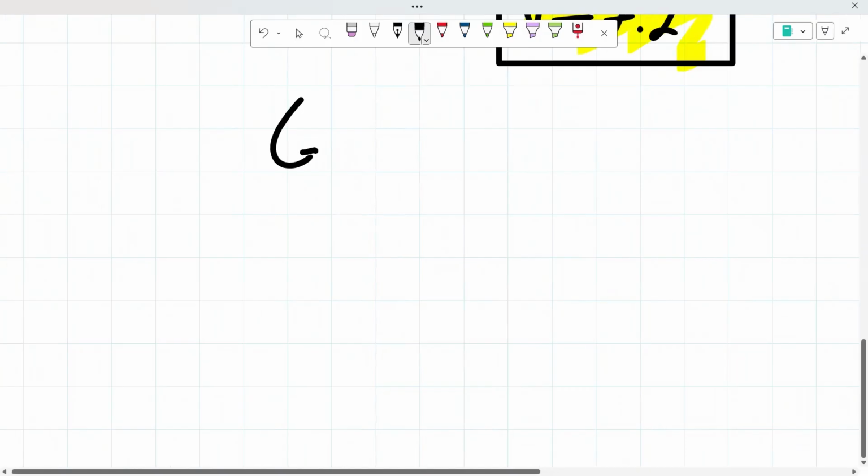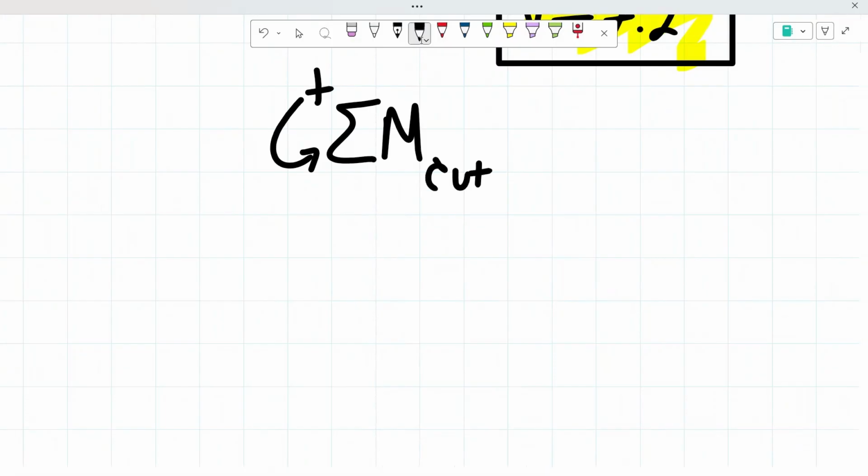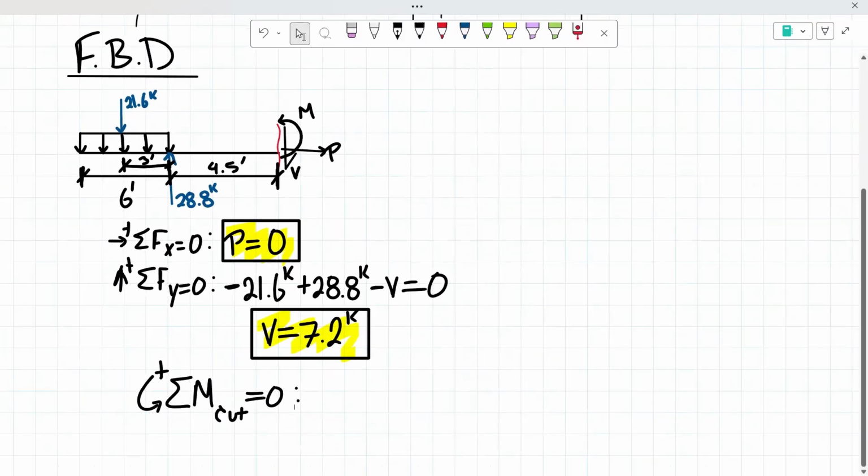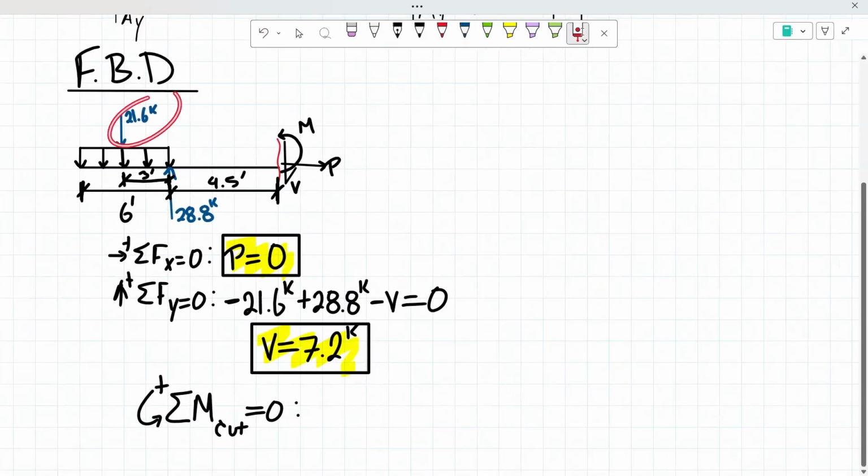So sign convention, counterclockwise positive, the sum of our moments about the cut. We know that they have to equal 0. Since we're taking the sum of the moments about the cut, our normal force and shear force will not be creating a moment. So the only things that are creating the moment are our distributed loading and our reaction. We know that our concentrated force of our distributed loading about the cut will be creating a counterclockwise moment, so that means it's going to be a positive moment.